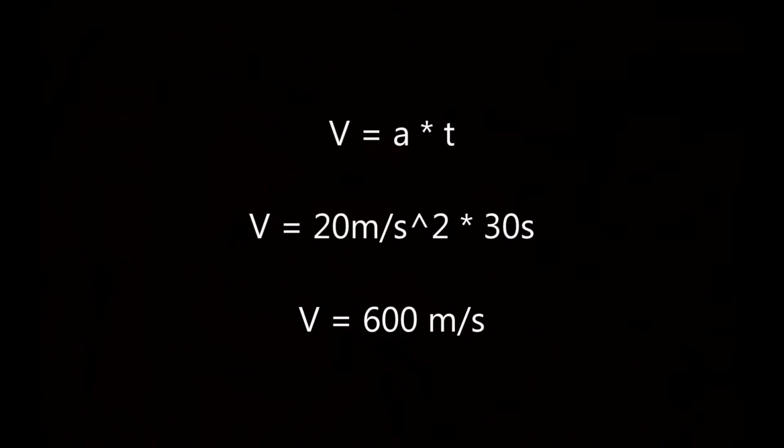The equation for velocity is velocity equals acceleration multiplied by time. We input our numbers. Our acceleration is 20 meters per second squared, and our time is 30 seconds, giving us an answer of 600 meters per second.